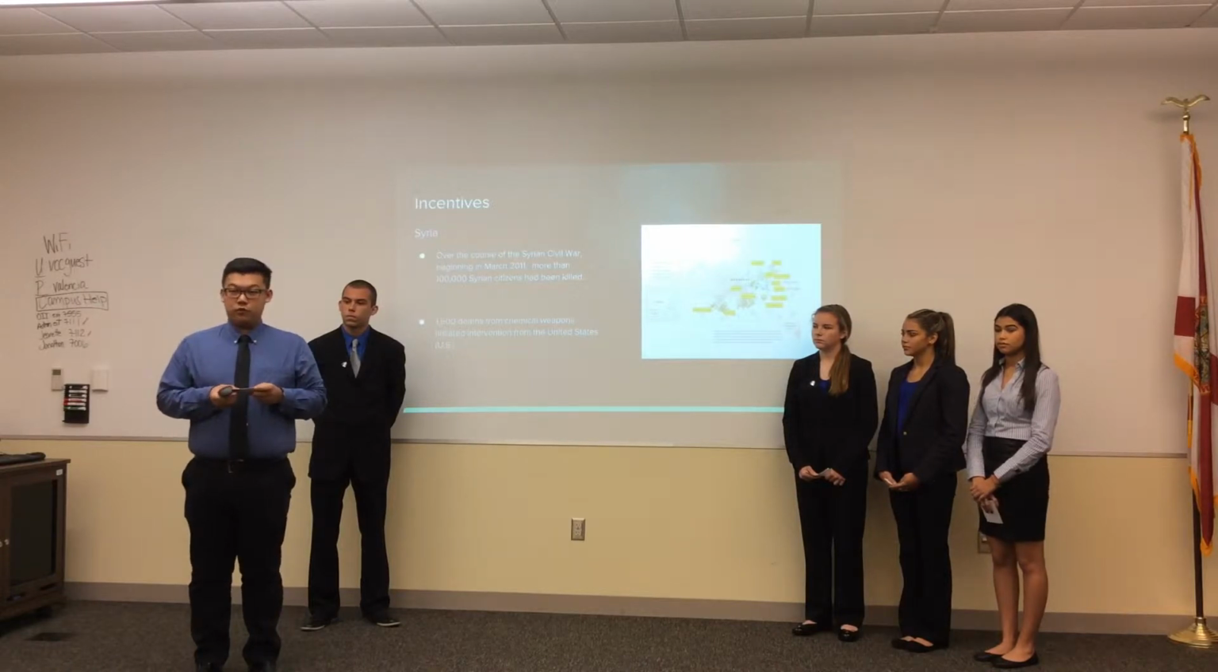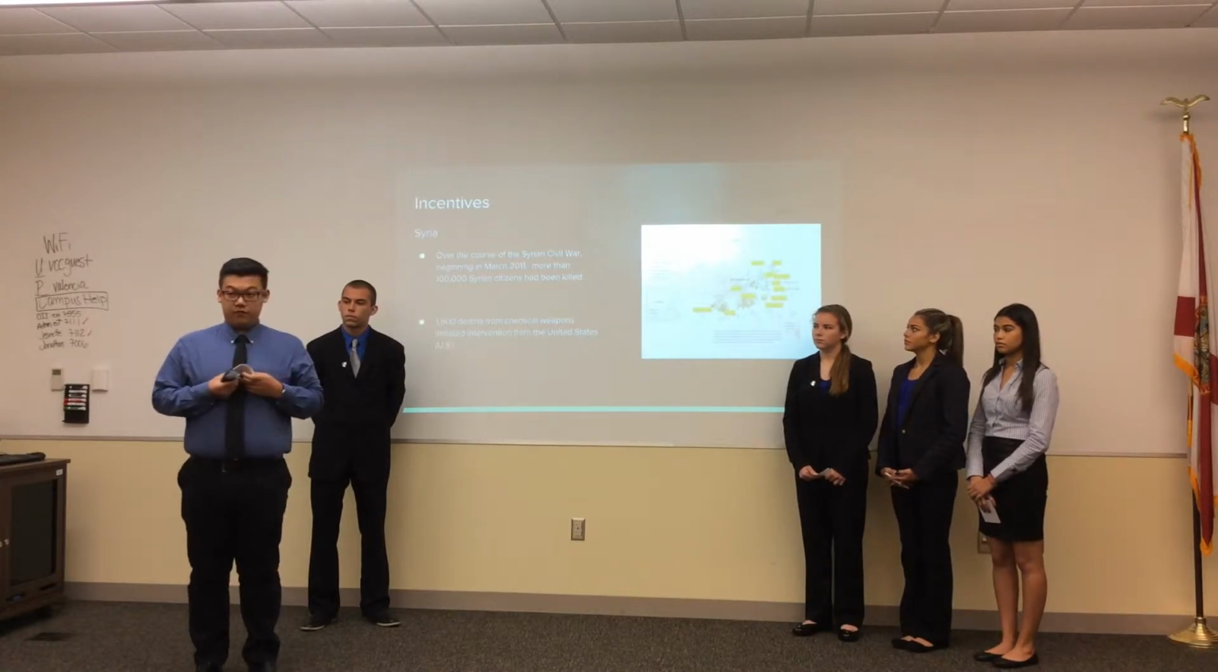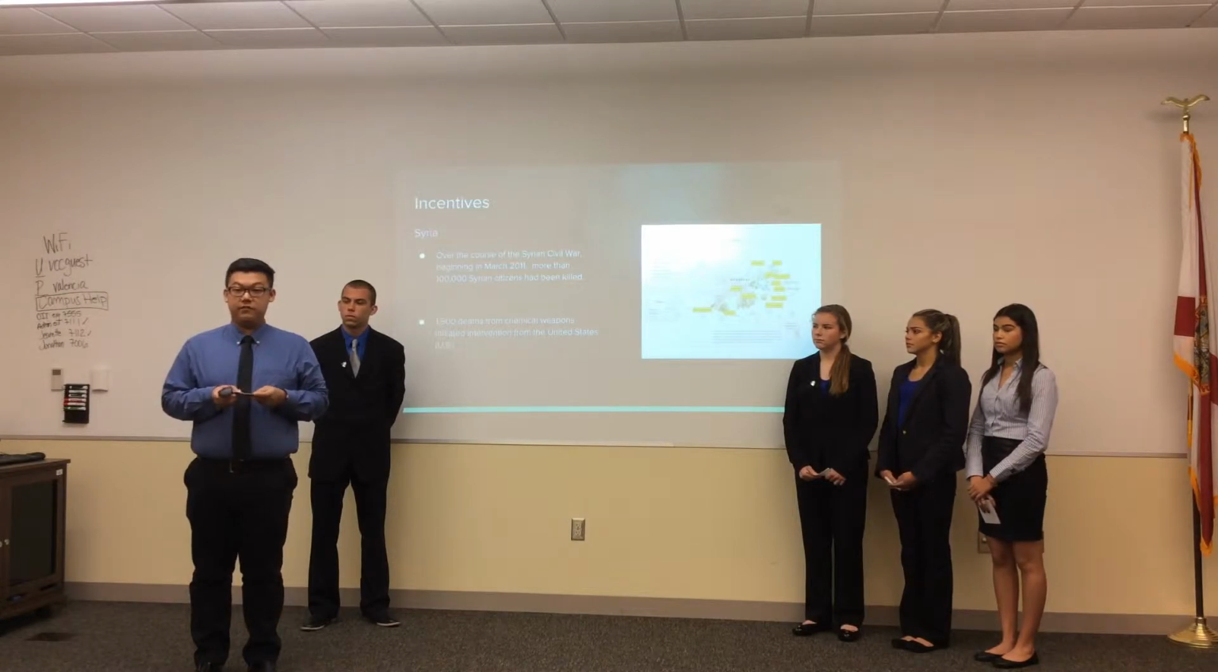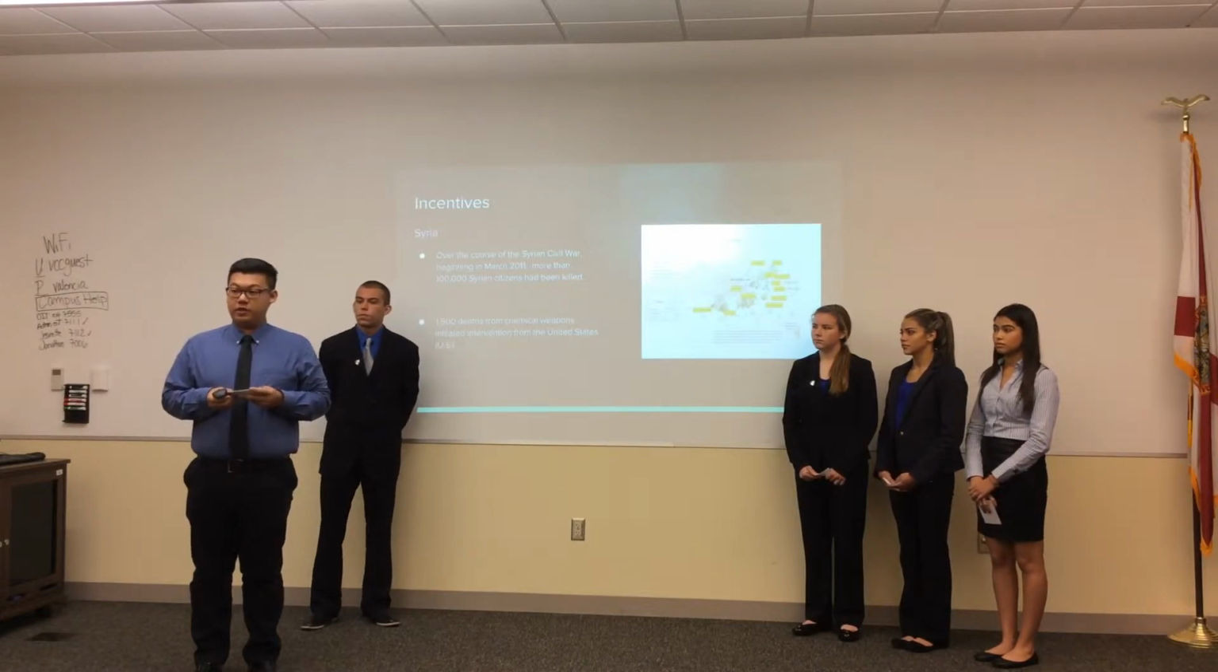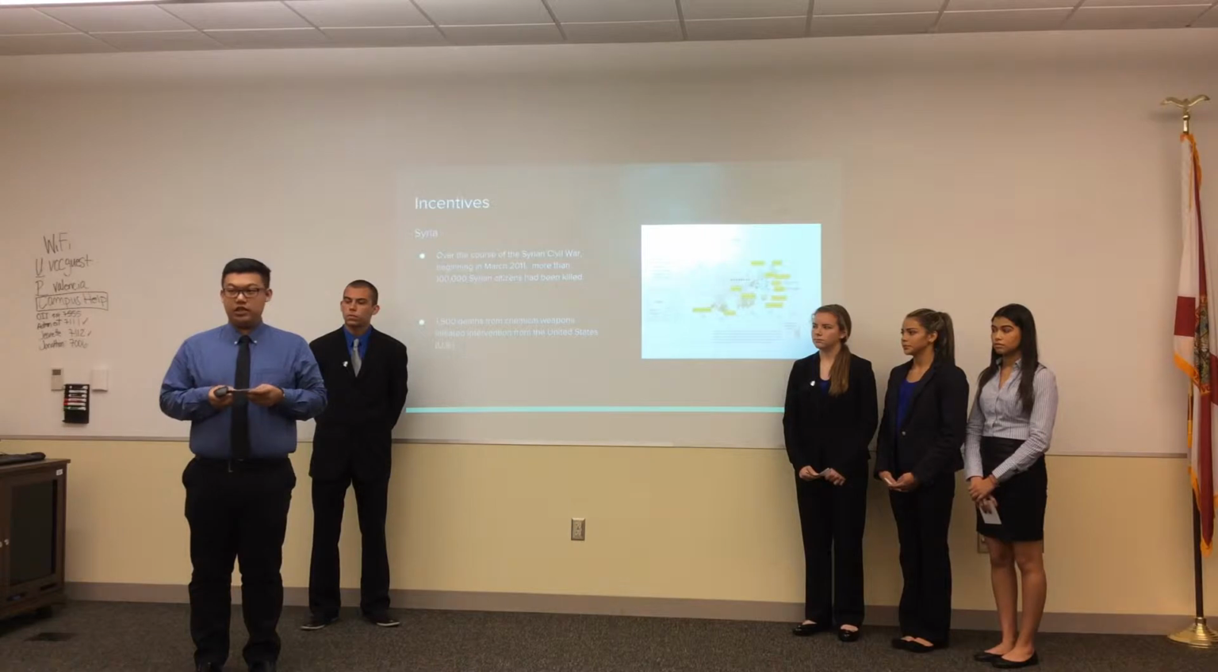Over the course of the Syrian civil war, which started in March of 2011, over 100,000 Syrian citizens have been killed. According to Michelle Bentley, a lecturer in international relations at the University of London, tensions arose again in August of 2013 when the U.S. government confirmed that Bashar al-Assad, the president of Syria, had carried out a large chemical weapons attack known as Ghouta Sarin in Damascus, which killed approximately 1,500 people.